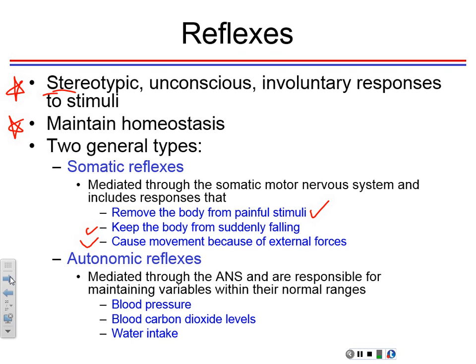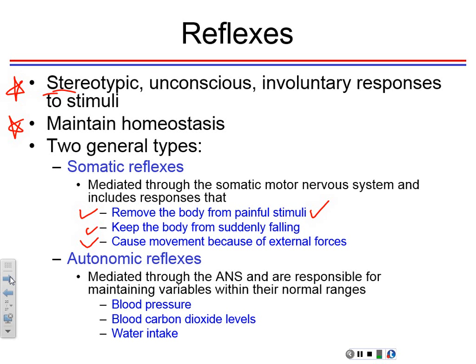If you're going to fall, you probably fall backwards. If I come from behind and I nudge you from behind, you go that way. So cause movement because of external forces, in the opposite direction from where the force is coming from.